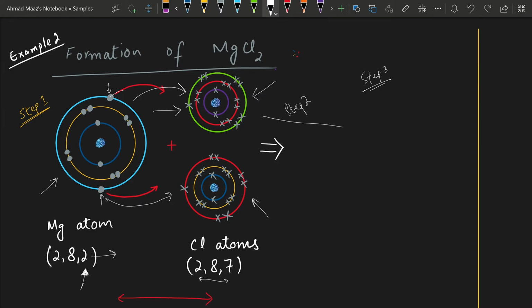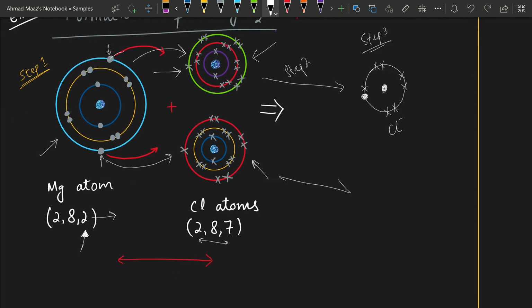It will be like this. If I only draw the valence electrons, 1, 2, 3, 4, 5, 6, 7, this will gain 1 electron from magnesium, and now it is chlorine negative. This other chlorine atom will also do the same. It has 7 valence electrons, and the valence electron of magnesium will come over here to form this chloride ion.